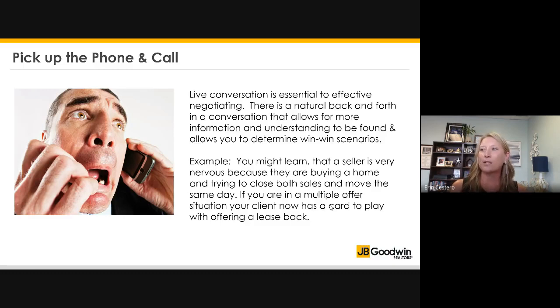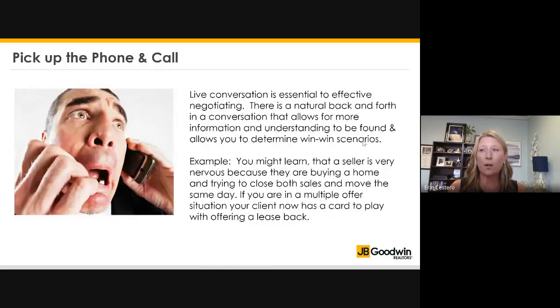For example, you might learn that a seller is very nervous because they're buying a home and trying to close both sales and move the same day. Those conversations open up opportunities to learn more about your sellers and how you can work effectively with the other side of the transaction. If you're in a multiple offer situation, your client now has a card to play with a lease back, those types of things. So pick up the phone and call anytime that you can.